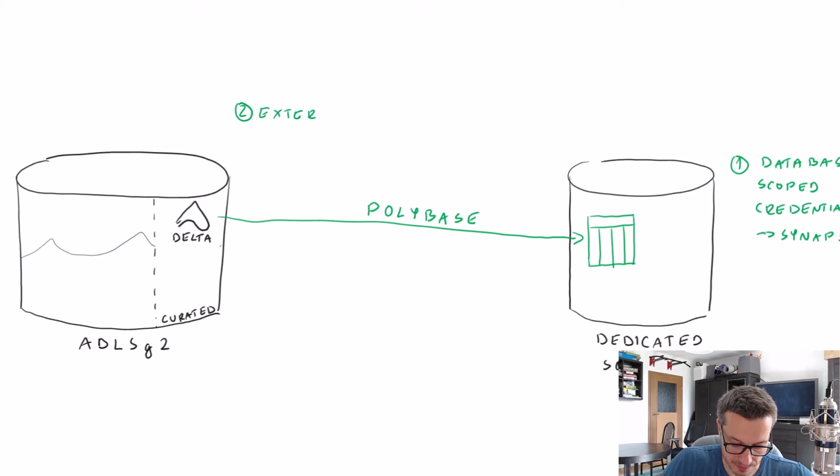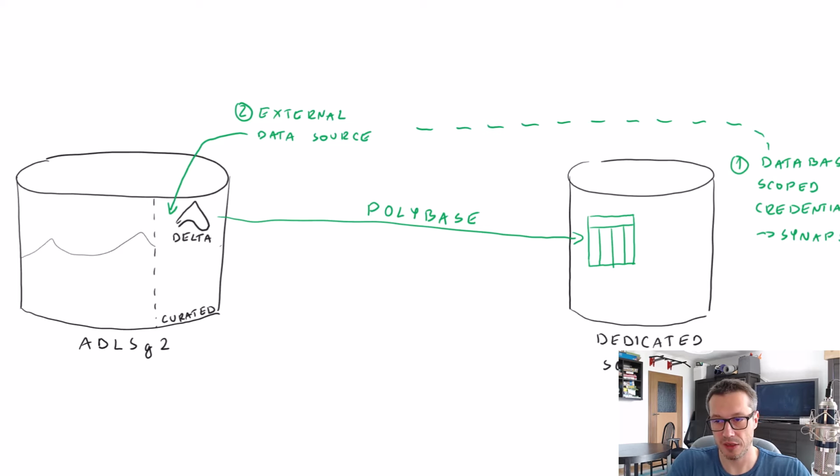And external data source is simply a pointer to some location, usually on a data lake. And in our case, what we did was to point it to this whole curated layer. And we also associated it with our database scoped credential. So Synapse would know how to connect to our data lake. So simply put, it will use managed identity for authentication purposes.